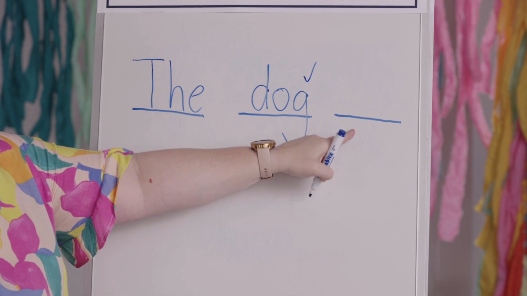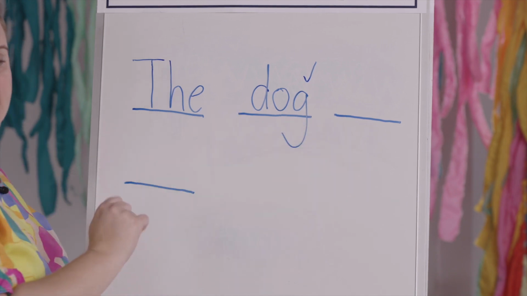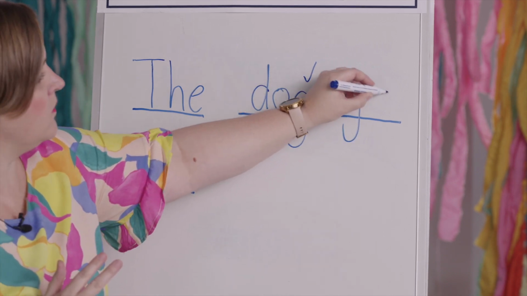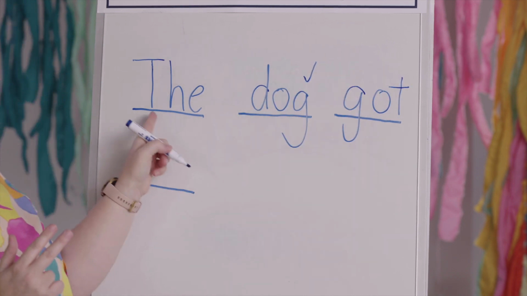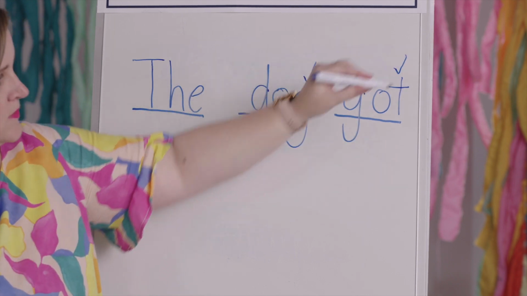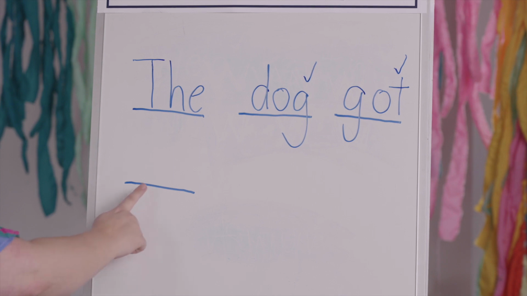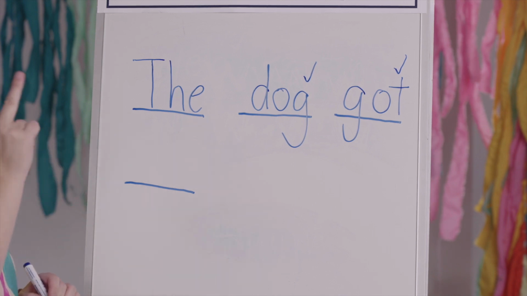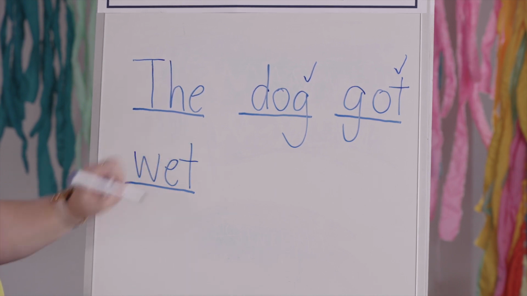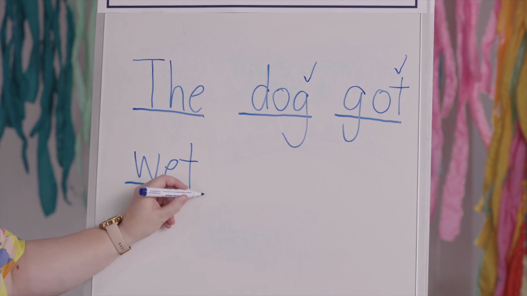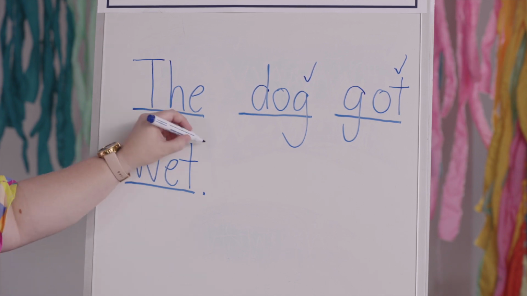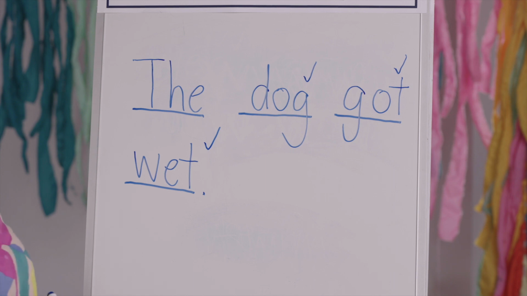Our next word was got. The dog got. Tap it out. G, o, t. 3 phonemes. G, o, t. The dog got. G, o, t. Got. Check yours. Tick or fix. And the last word was wet. W, e, t. What do I need at the end of my sentence? That's right, a full stop. Check yours. Wet. Tick and fix. Let's read it one more time.